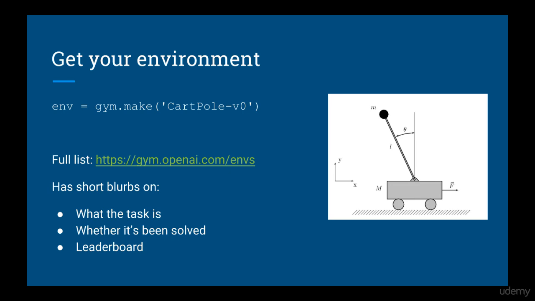One way to get a full list of environments is to simply go to their website and click on the link Environments. That will take you to this URL. Each environment page has a short blurb that explains what the task is and whether or not the environment has been solved, and a leaderboard, but not much more. Documentation is generally pretty sparse, but more on that later.